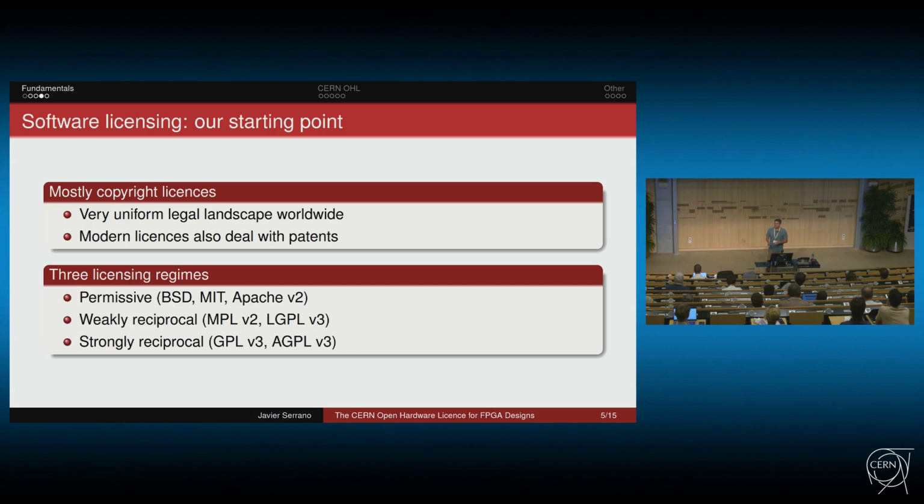And if I say you can use my FFT, but if you embed it in a larger project, you must release also the larger project, that's the strongly reciprocal regime, and the biggest exponent in the software world for that type of license is GPL. Now, from a complexity perspective, when you try to transpose these concepts into hardware, the tricky ones are the reciprocal ones. The permissive is relatively straightforward.